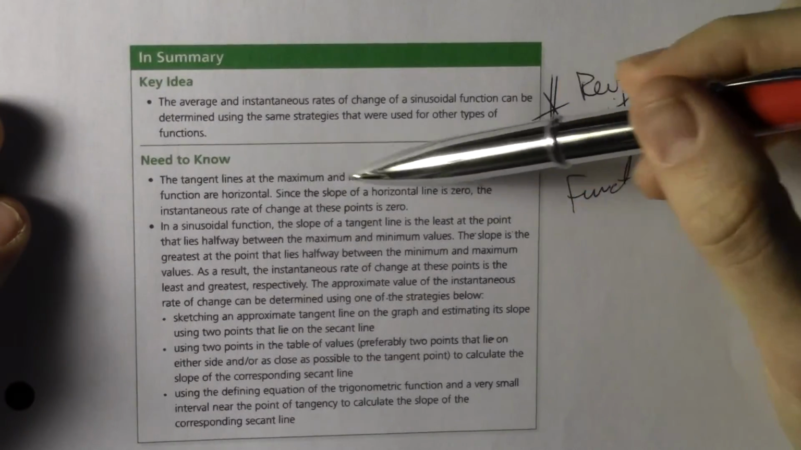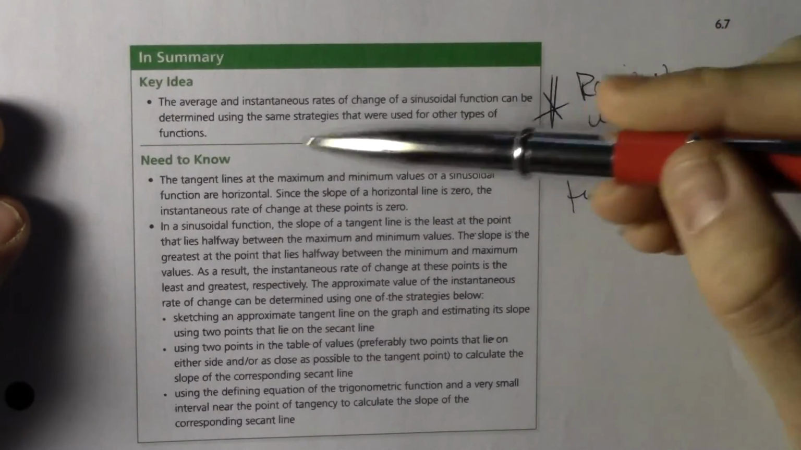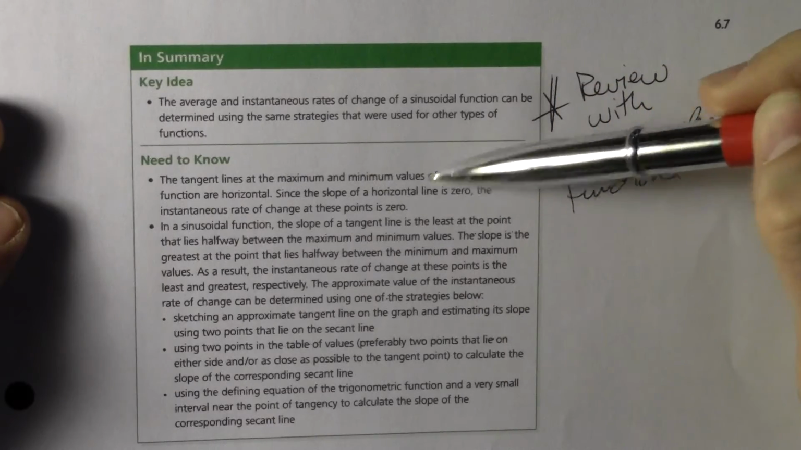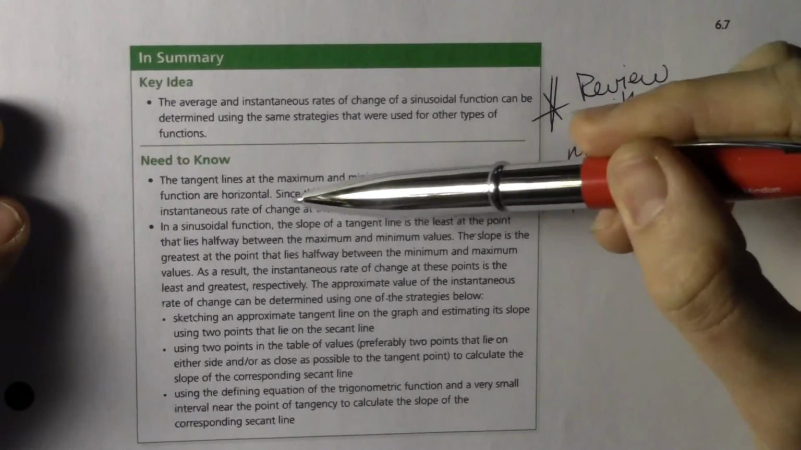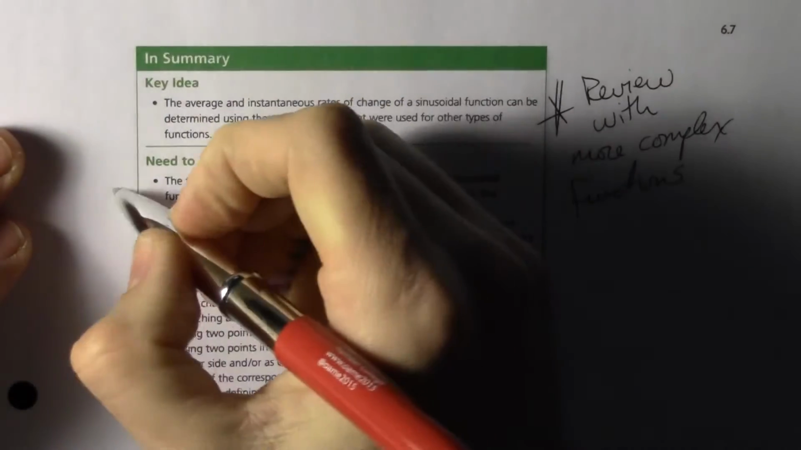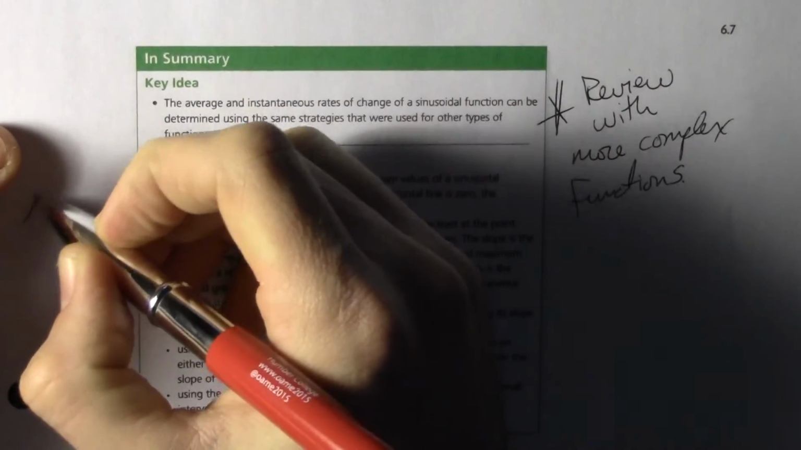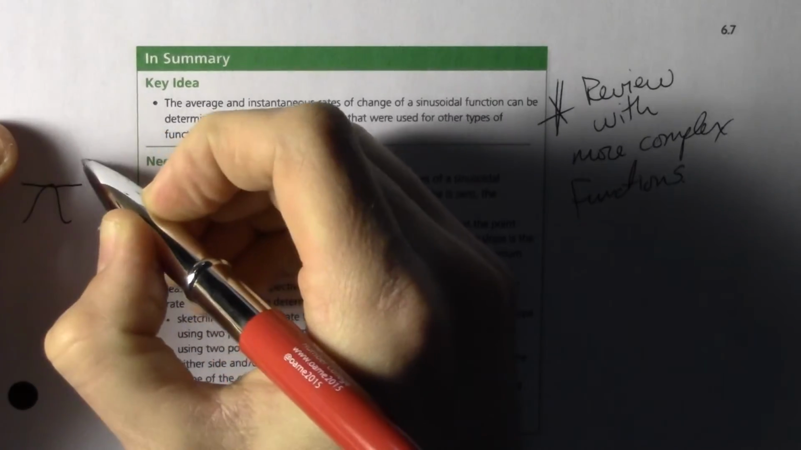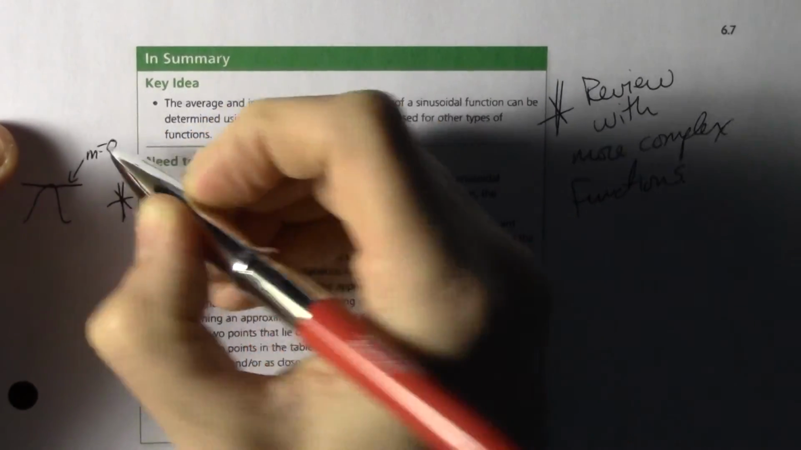The tangent lines at the maximum and minimum values of the sinusoidal function are horizontal. Since the slope of a horizontal line is 0, the instantaneous rate of change at these points is 0. That's important, right? If we take a tangent line, this slope is going to be 0.